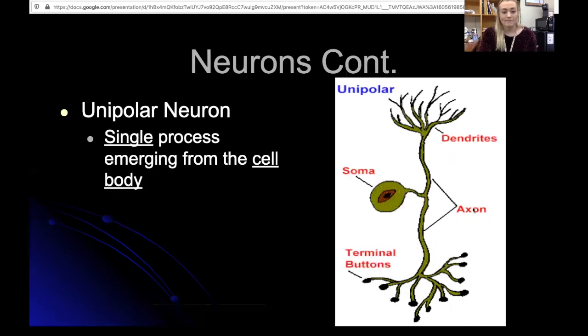And then lastly, we have a unipolar neuron. Uni means one, so it's going to have a single process emerging from the cell body. We can see we have an axon here, and then the dendrites are actually stemming from the axon rather than the cell body. Here's our cell body, it's also called a soma. So we have our cell body here, and it's going to have the one axon, a single process that is going to emerge from the actual cell body.